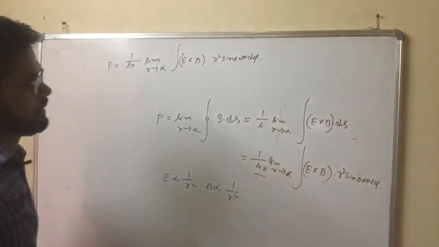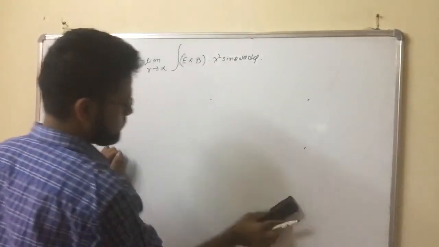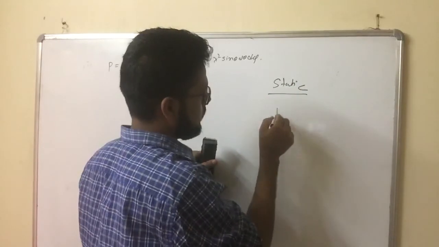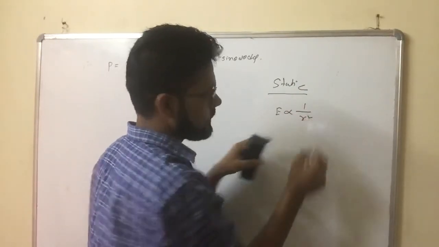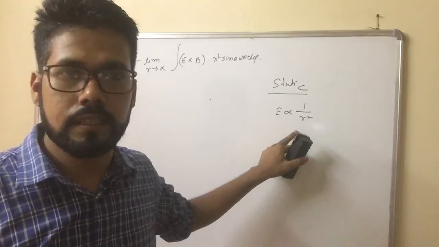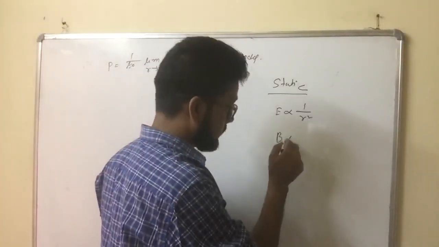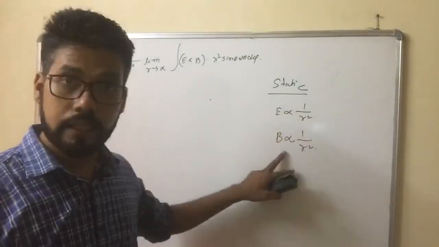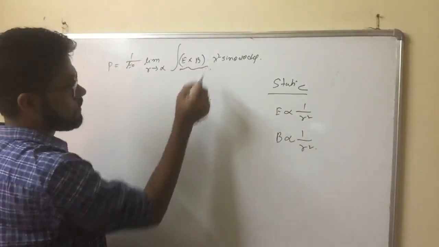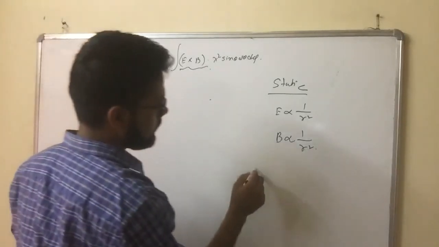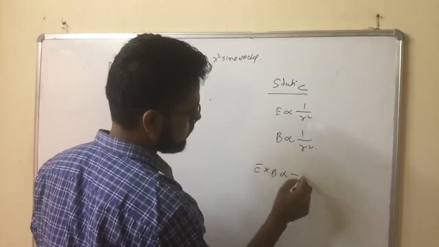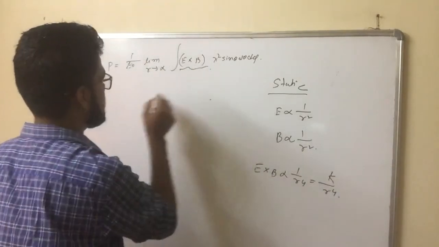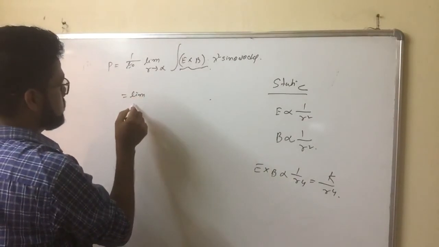Now in the static case, the electric field is 1 by r square, from Coulomb's law, and in magnetostatics, from the Biot-Savart law, the magnetic field is also 1 by r square. So E cross B is proportional to 1 by r to the power 4. I can put it as a constant k over r to the power 4. I am taking magnitude only.